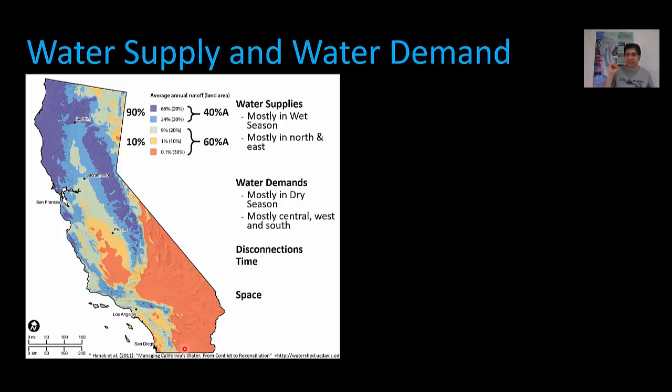So we have a disconnection in time. We need water throughout the seasons, and it only falls in winter. We have 6 months with the clear blue sky of California where it doesn't rain. We have a spatial disconnection, and that one is because most of the precipitation falls in locations where the water users, the water demands, are not there. So what do we do for that?